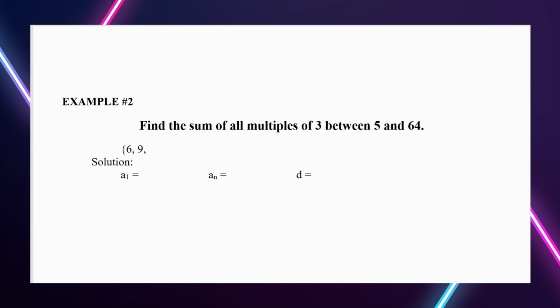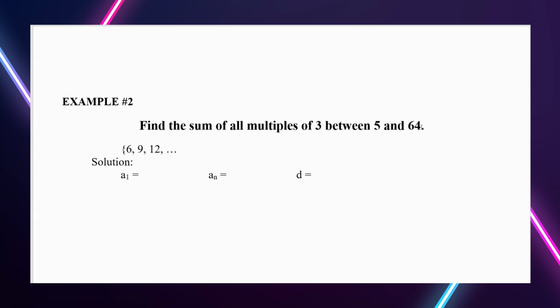Next to 9 is 10. Is 10 ba can be divided by 3 exactly without remainder? No. How about 11? Hindi rin. How about 12? Yes, 12 divided by 3 is equal to 4. Therefore, 12 is our third term or the a sub 3. And hindi na natin siya i-illustrate lahat. Let us identify the last term.